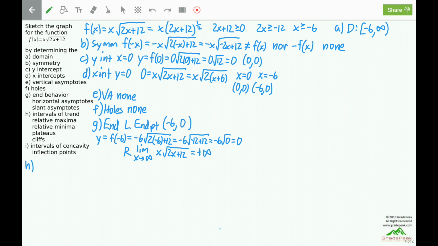For part H, we want to determine the intervals of trend, relative maxima, relative minima, plateaus, and cliffs. All of this involves the first derivative, f prime of x. We'll take the first derivative from the original function f of x. It's best to use the fractional exponent version, this one here. F of x is a product of x times 2x plus 12 to the 1/2. We will have to make use of the product rule, which will take some room. So this can be worked out on another page.